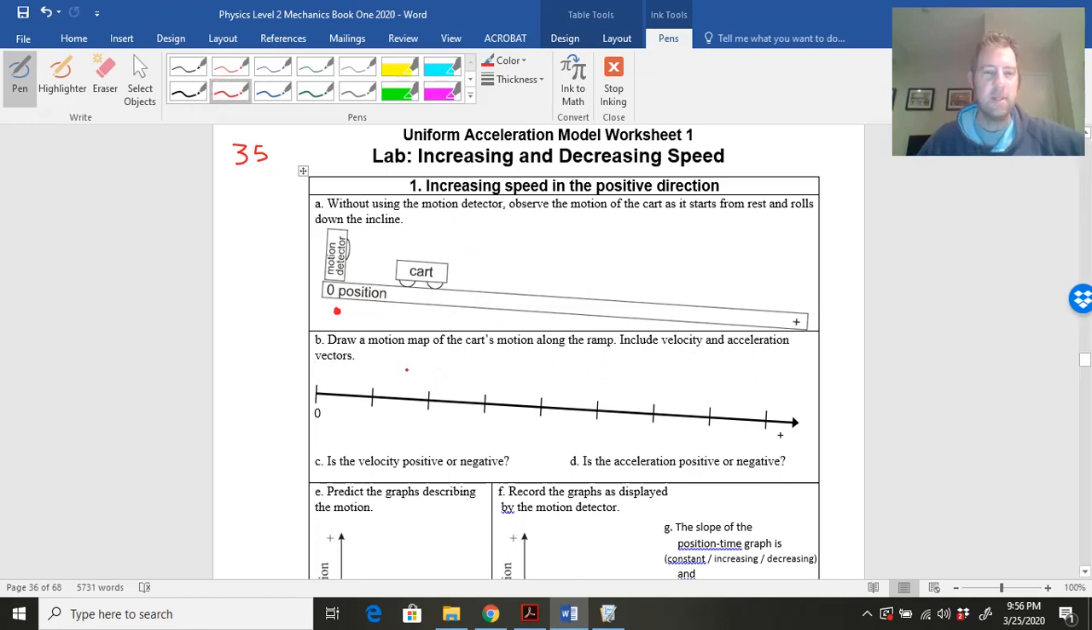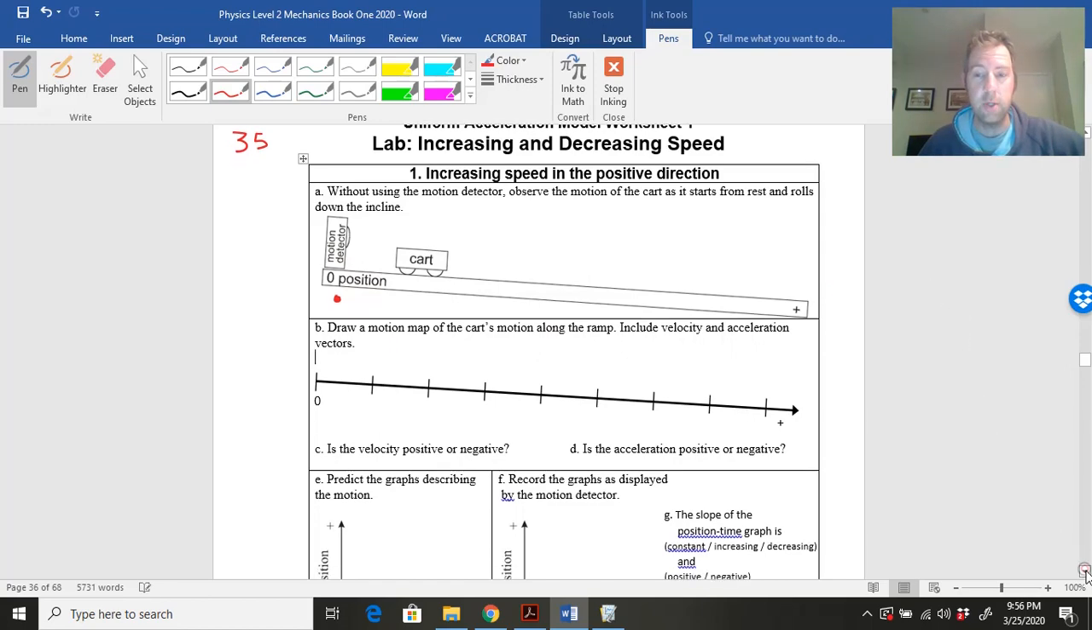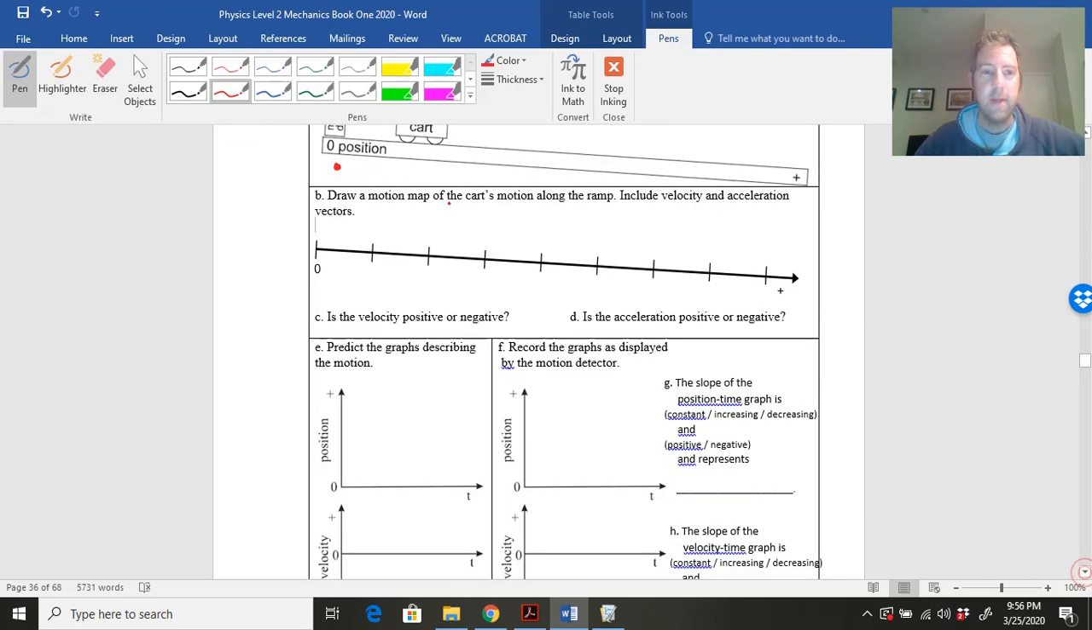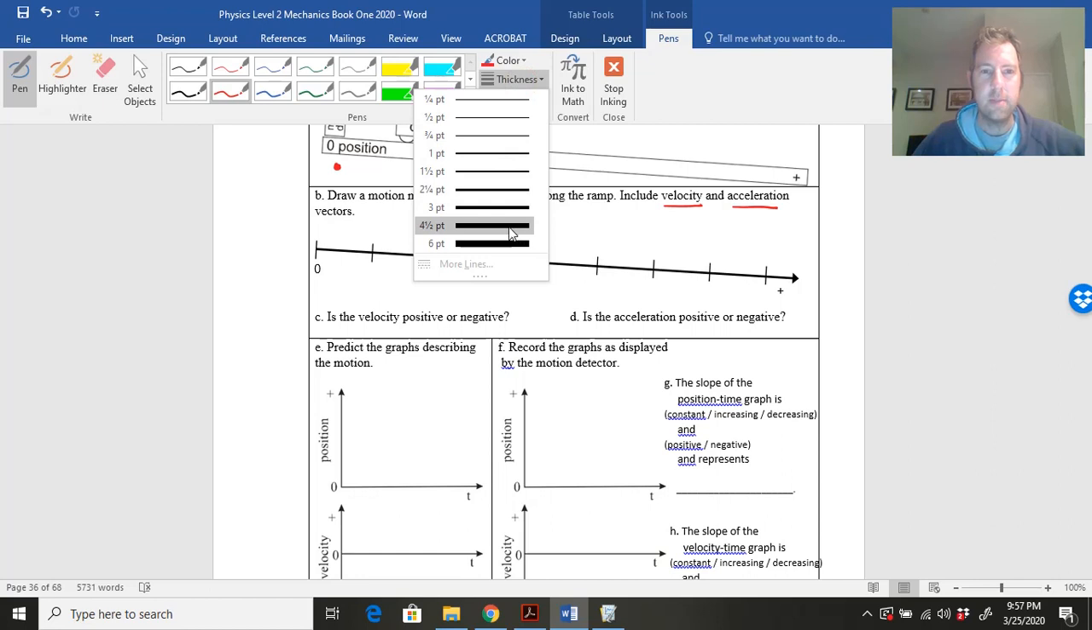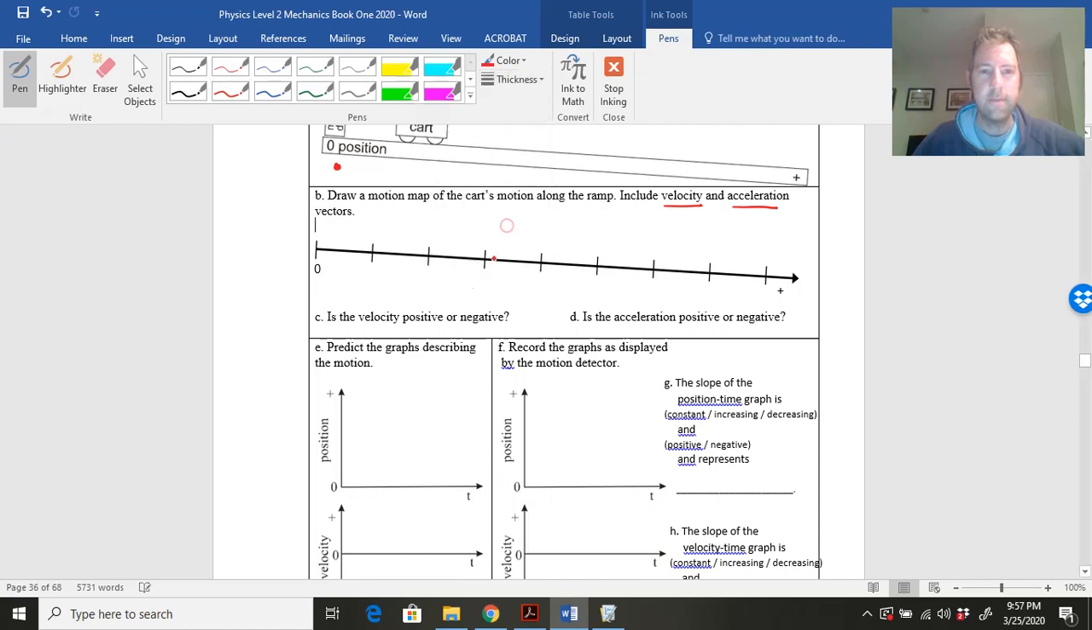The first job you've got is to draw a motion map of the cart's motion along the ramp, and I'm going to do this first one for you. As we go on, you're going to do more of them yourself. So it says to include velocity and acceleration vectors. Let's just make this nice and thick. So what I'm going to do is, with different colors, I'm going to do my velocity and acceleration vectors.